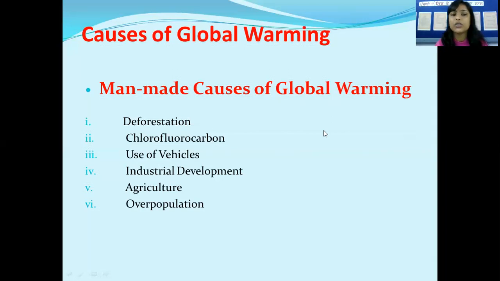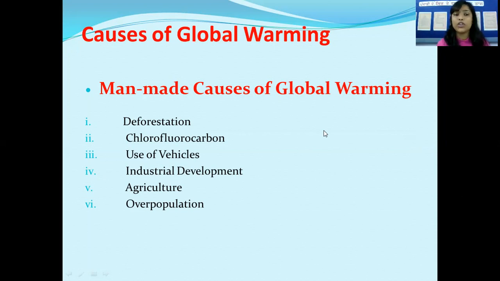The fourth point you can see is industrial development. Please understand that with the advent of industrialization, we have seen a huge increase in temperature, as the manufacturing processes in industrial areas release a lot of heat.